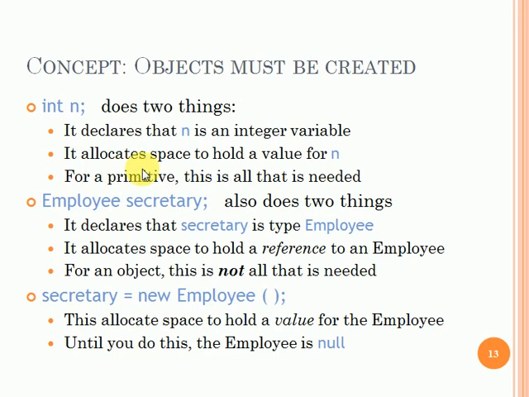Next, the concept is objects must be created. First you have to declare n, which is an integer variable. It allocates space to hold a value for n. Then Employee secretary. Here Employee is a type, and it allocates space to hold a reference to an employee. Next, secretary = new Employee. This allocates space to hold a value for the employee, where the employee is null.